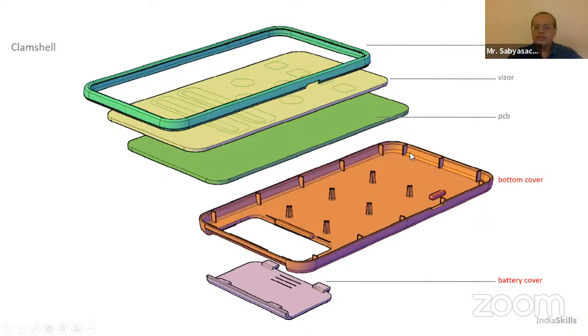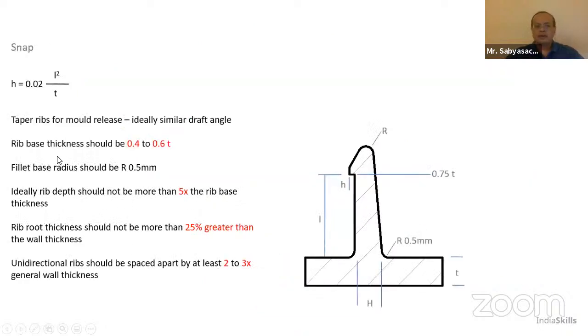Now also look out for things like ribs that are inside, which are holding on to the bezel. So that lip detail that we talked about actually sits all around the bezel. Let's look at a snap. How do you design a snap? It has a certain formula. You know how much snap land area you have to give vis-a-vis the amount of height and the wall thickness that you have, right?